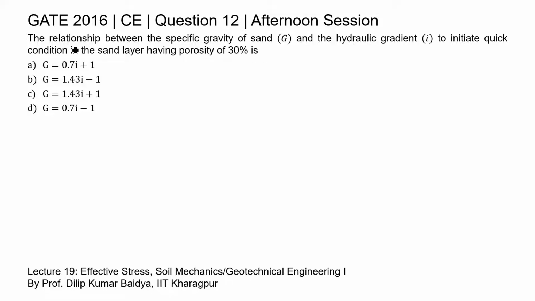So, in this question it is asking about the relationship between the specific gravity of sand and the hydraulic gradient to initiate the quick sand condition, and the porosity of that sand layer is given as 30%. So, this question is from the topic of quick sand condition. You may study about this topic in detail in lecture 19 Effective Stress, Soil Mechanics, Geotechnical Engineering 1 by Professor Dilip Kumar Baidya, IIT Kharagpur.